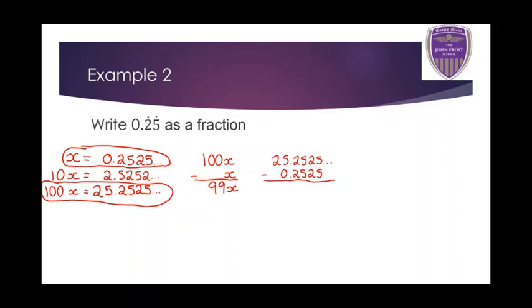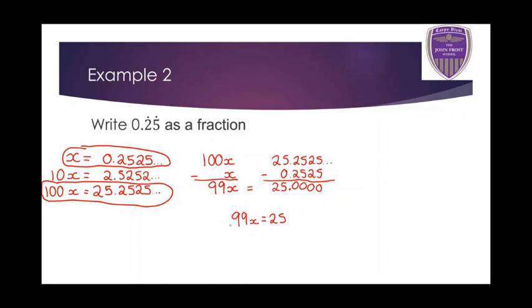We've got 5 take away 5, 2 take away 2, 5 take away 5, 2 take away 2, which will leave us with lovely zeros there, okay? Put the decimal point in, and then 25 take away nothing is 25. So now we know that 99x is equal to 25.